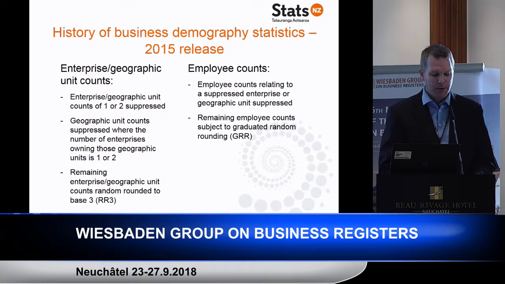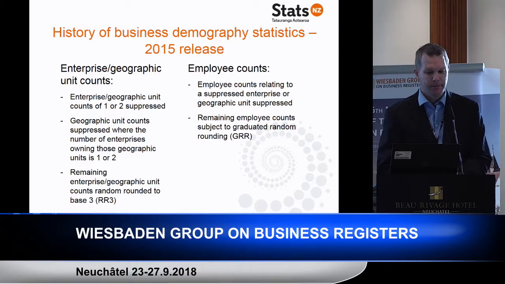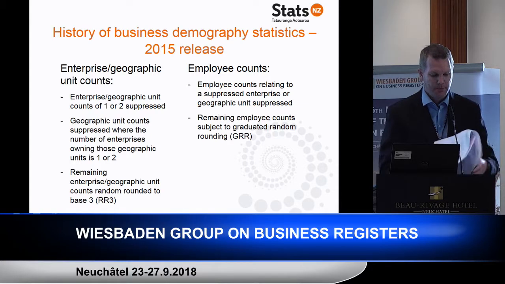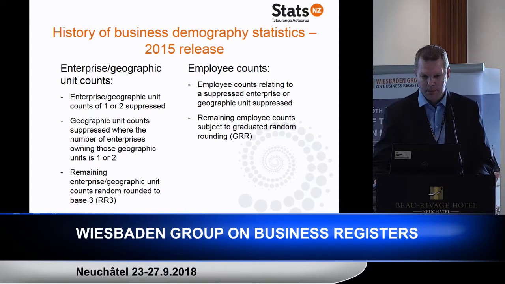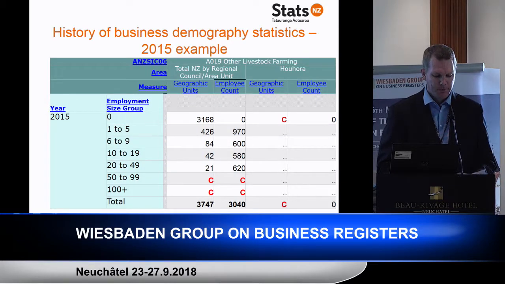Business counts of 1 or 2 were suppressed, along with their employee counts. Remaining counts were random rounded to a base of 3, and employee counts were GRR'd. This resulted in a number of suppressions which our customers were not happy with.